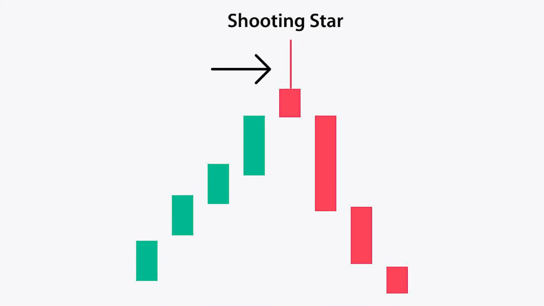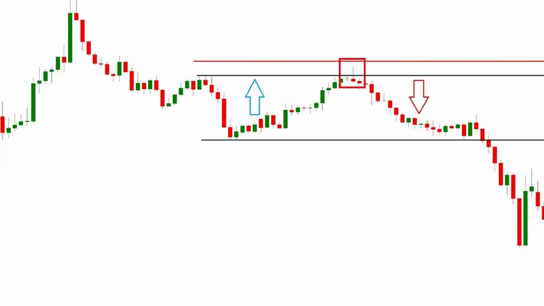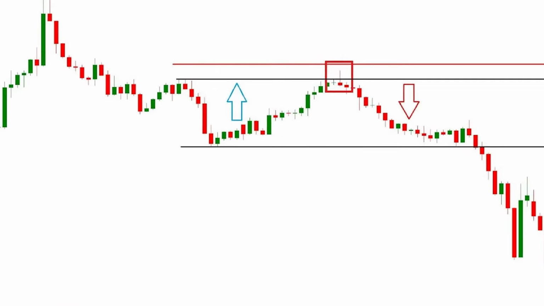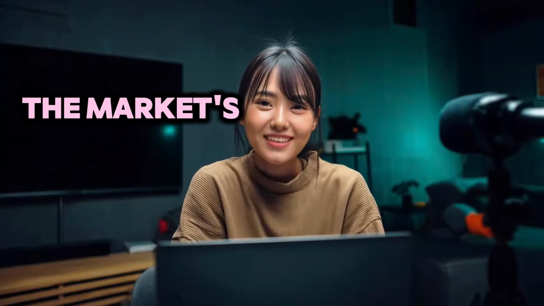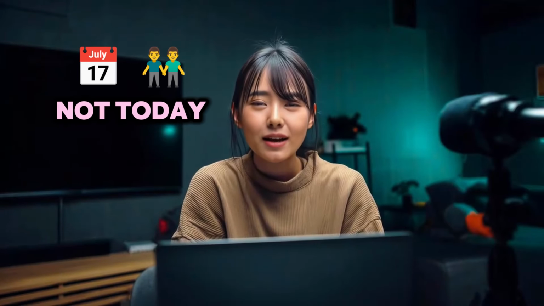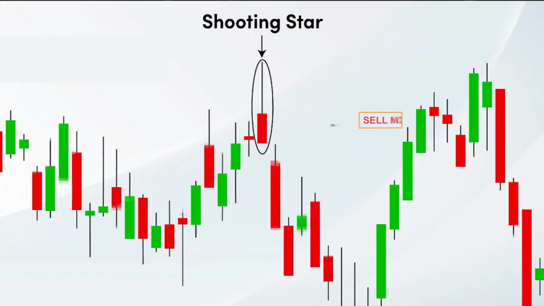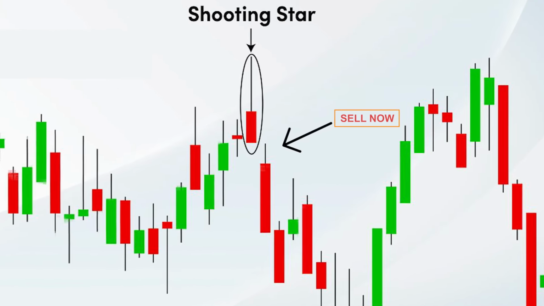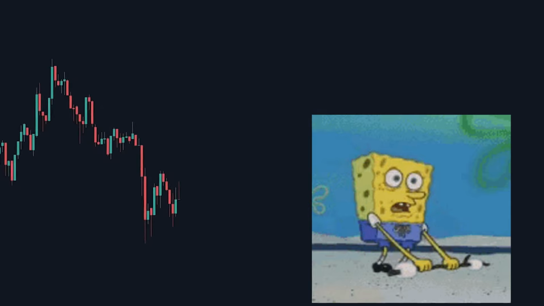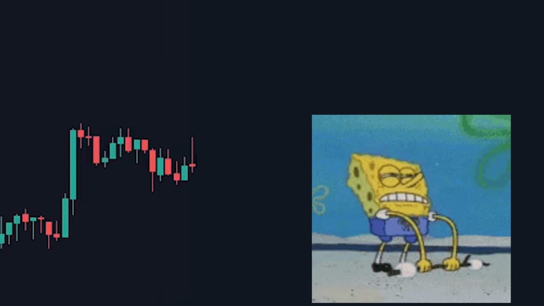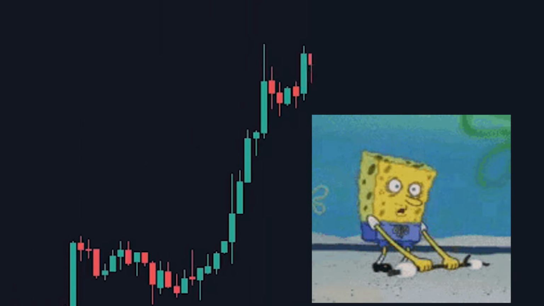with a long upper wick. It means price was pushed up, but sellers rejected those higher levels. The market's version of "not today, friend." When to enter? Place a sell order below the low of the shooting star. If the candle is weak or doesn't clearly show buyer or seller strength, it's best to wait. Kind of like waiting for your coffee to finish brewing before deciding if today's Monday meets your standards.